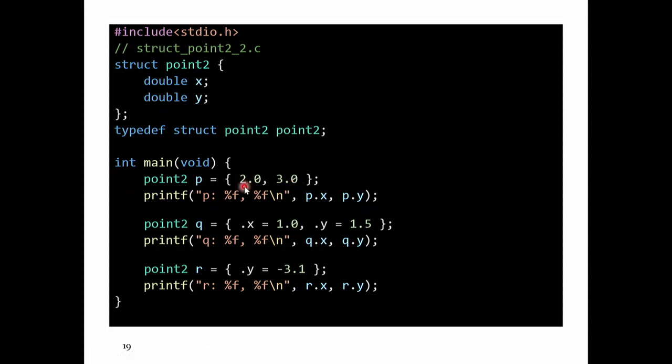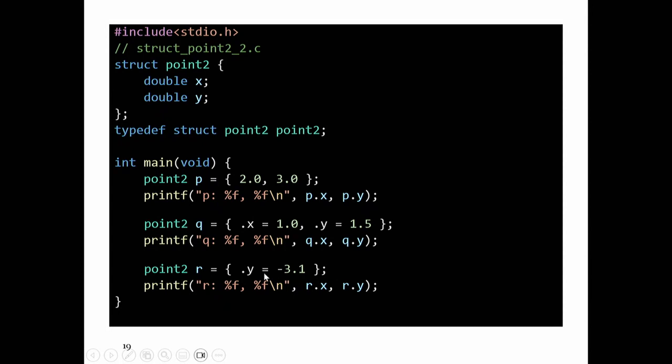That takes the value 2 and assigns it to x, and the value 3 and assigns it to y. So that makes the point (2, 3). If you want to be explicit in which members you are initializing, you can use dot something. So .x = 1 sets the x member to 1, and .y = 1.5 sets the y member to 1.5.